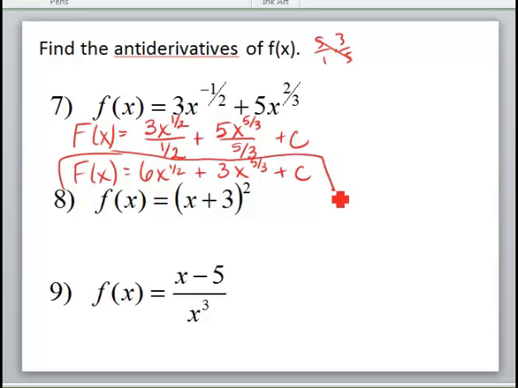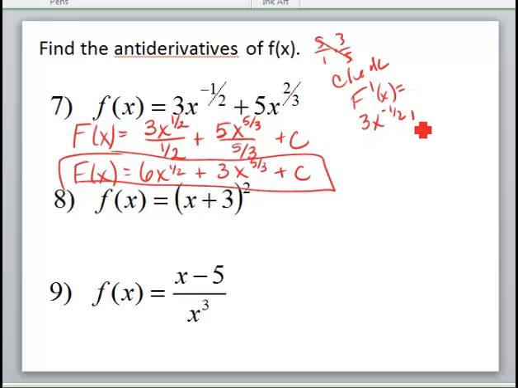Again, we can check this answer. When I check this, I get 1/2 of 6, which is 3. x to the negative 1/2 plus, bring that out front, I get 5, x to the 2/3, and then I take the derivative of the c, which is just 0.